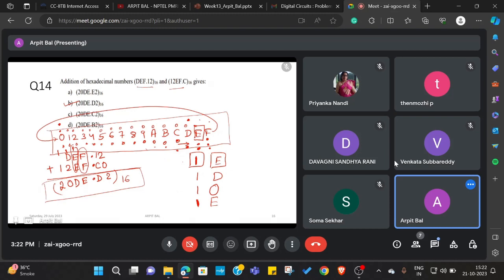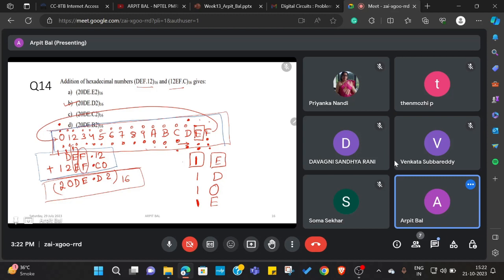Okay, then the next question was related to addition of hexadecimal numbers. So we have 2 hexadecimal numbers, DEF.12 and 12EF.C. I just arranged them here. And for simplicity, what I do is I make a number line like this. I'll tell you how to use this particular number line.